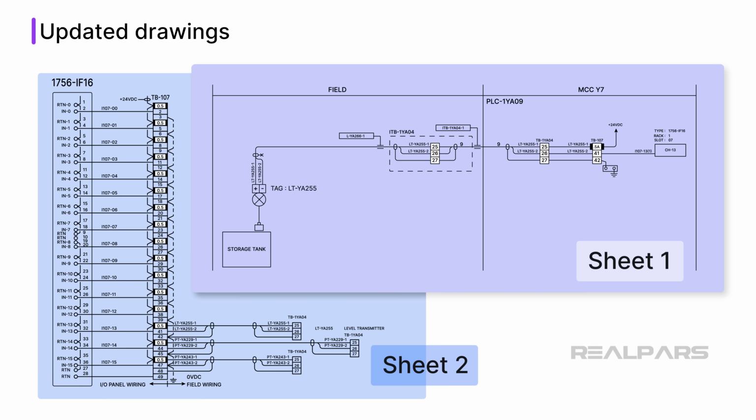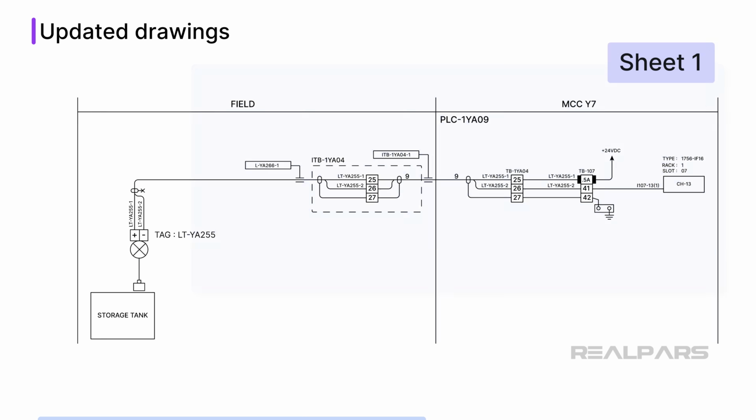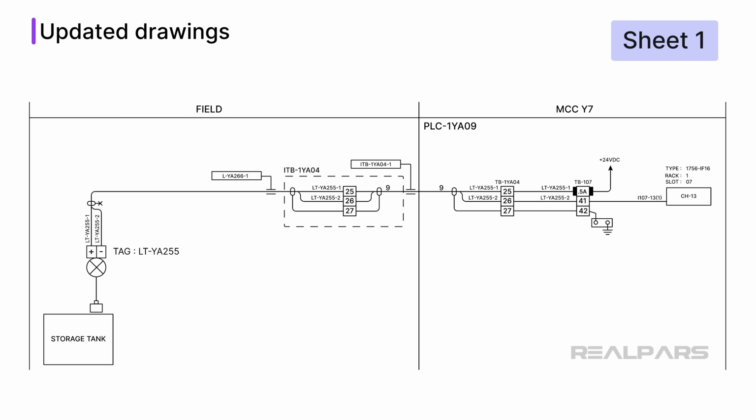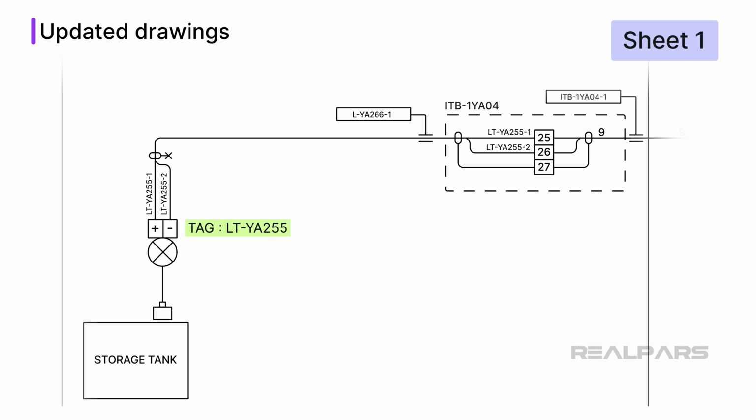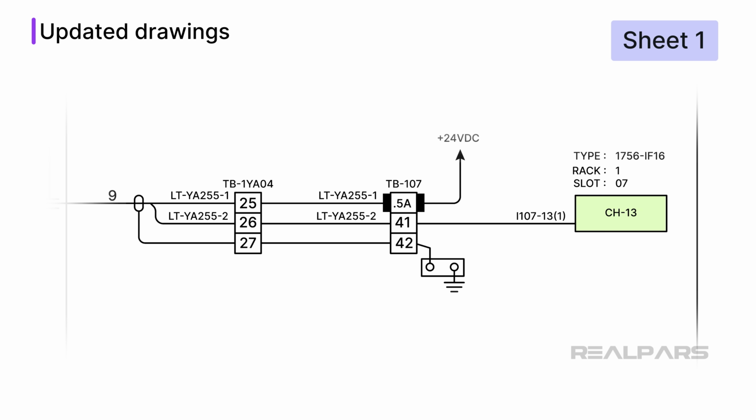Before you begin troubleshooting, you will need a complete set of updated drawings. We will assume we have what we need. Let's examine 2 drawings for a level loop in a plant. Sheet 1 shows us an isolated view of the level current loop. The level transmitter with the tag LTYA255 sends a 4 to 20 milliamp signal to channel 13 of the ControlLogix PLC analog input module 1756-IF16.